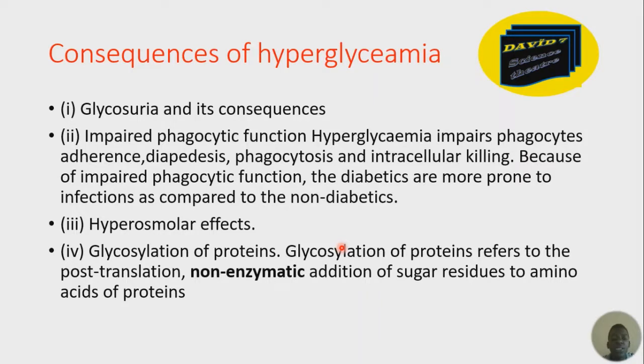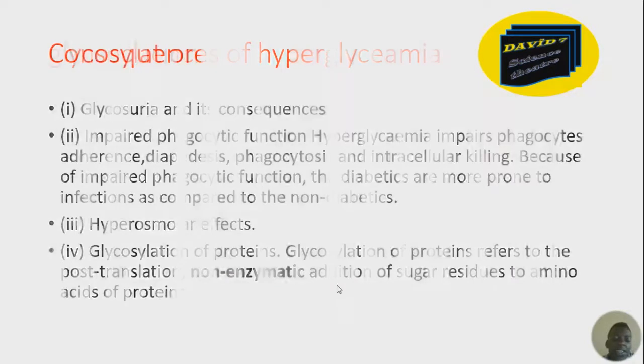Four, we have glycosylation of proteins. This is a post-translational modification, the non-enzymatic addition of sugar residues to amino acids or proteins. Look at this: it is non-enzymatic, no enzyme is involved. So you should take note. Post-translational and non-enzymatic.